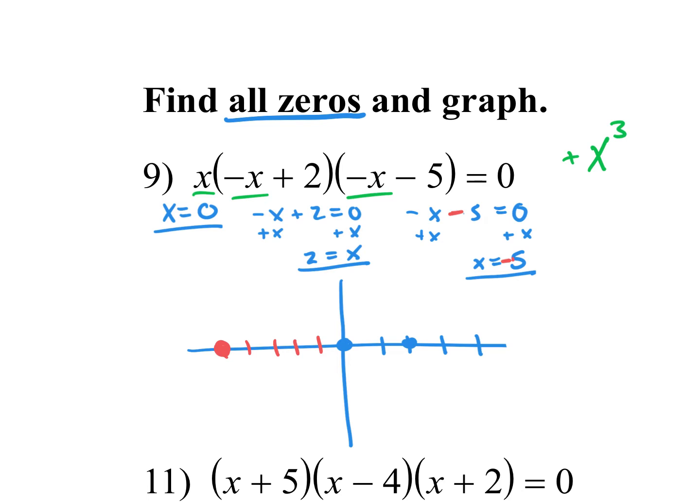If it's positive, what does my right arrow do? Right arrow goes up. Is it even or odd? So what's the left arrow going to do? Down. And then what happens in the middle? We go through and connect the dots. So the only time you can cross the x-axis is at one of your points. That's it. Any questions here?